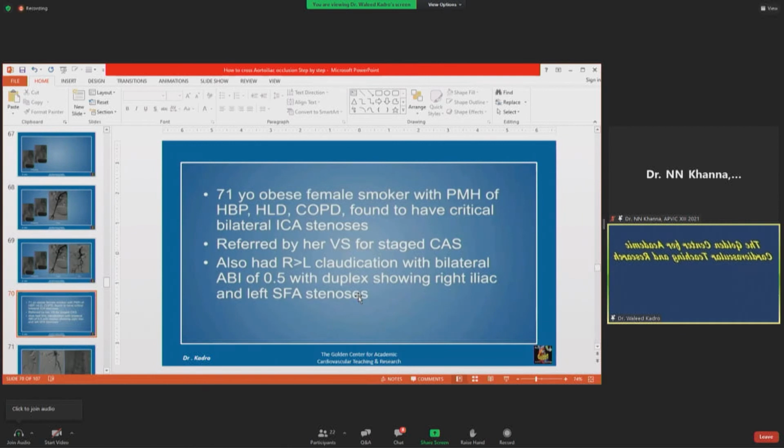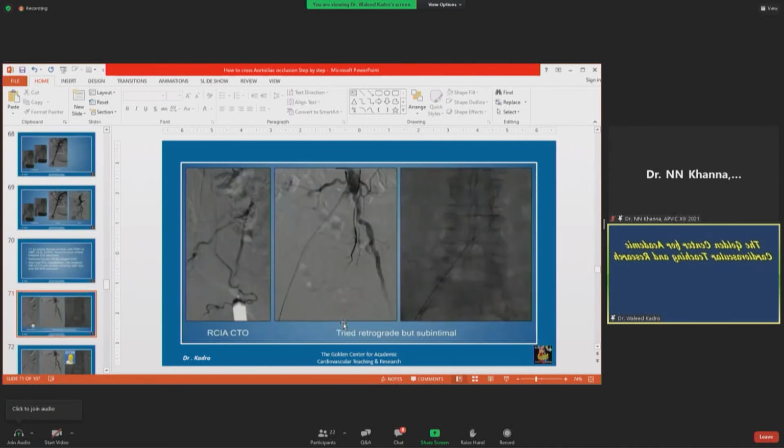This is a 71-year-old obese female smoker with high blood pressure, hyperlipidemia, and COPD. She was found to have a critical internal carotid artery stenosis and was referred for carotid stenting, but had severe claudication, and the ABI was 0.5 with duplex showing right iliac and left SFA stenosis. So with this anatomy, we deferred; we cannot go and do carotid intervention.